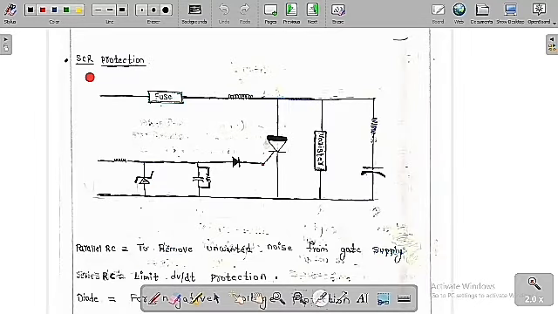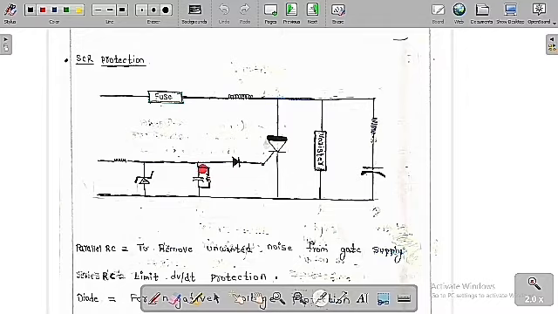Now we will discuss the SCR protection. See how to give protection for the SCR. So this is an SCR. We keep certain elements across the SCR to protect it from various conditions. So we keep a parallel RC. This is the parallel RC. Here the R and C are in series, but we keep them in parallel with the SCR.